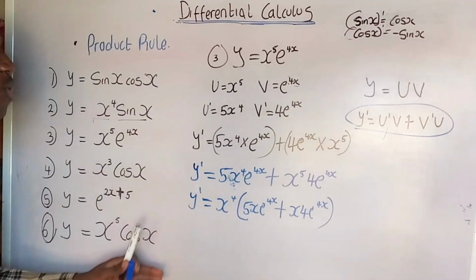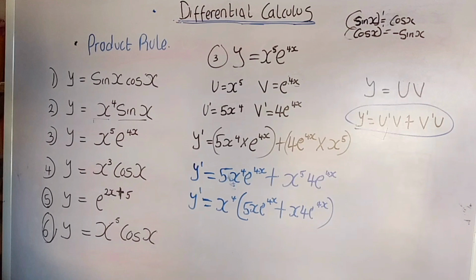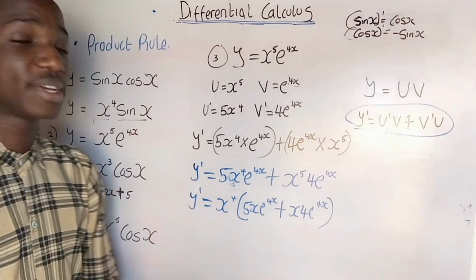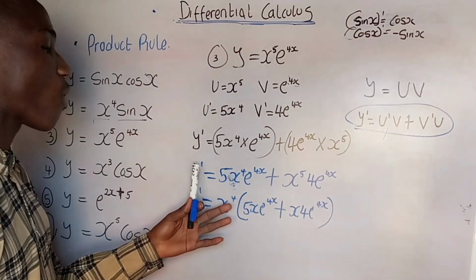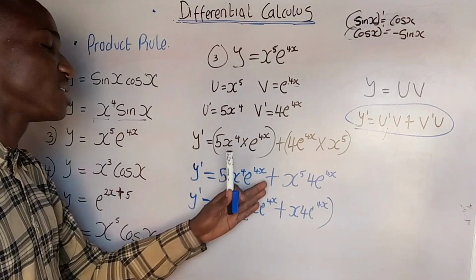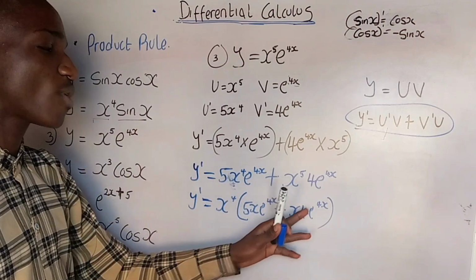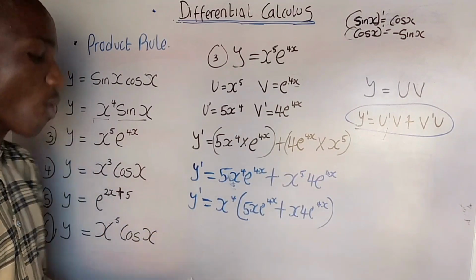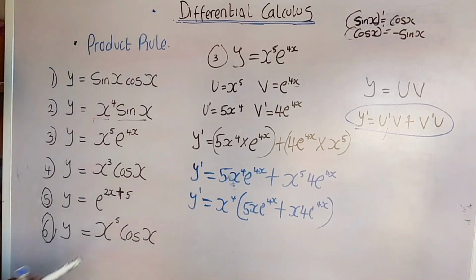So the derivative of y is equal to x raised to the power of 4 into bracket 5x e raised to the power of 4x plus 4x e raised to the power of 4x. Now let us proceed to question number 4.